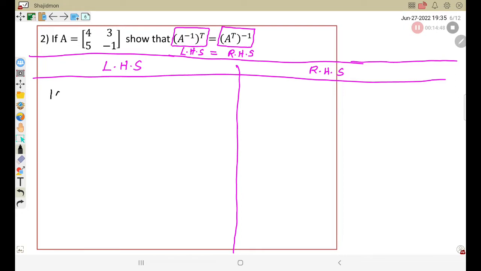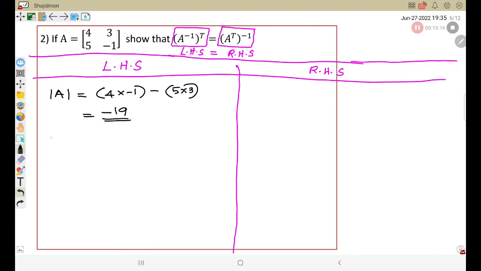So first, to find it, what is the determinant of A? Determinant of A means 4 multiply minus 1, minus 5 multiply 3: main diagonal numbers multiplied minus off diagonal numbers multiplied. So you can check what answer you are getting. Minus 4 minus 15, correct? So minus 4, and minus 5 multiply 3 is 15. So minus 19. We will get minus 19.